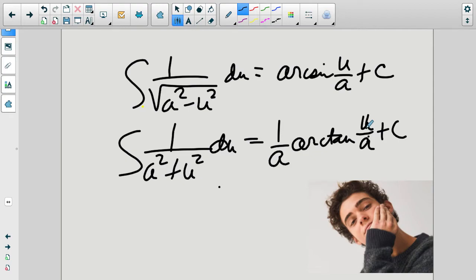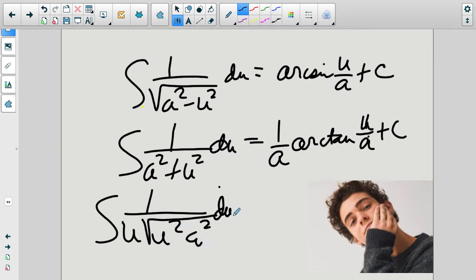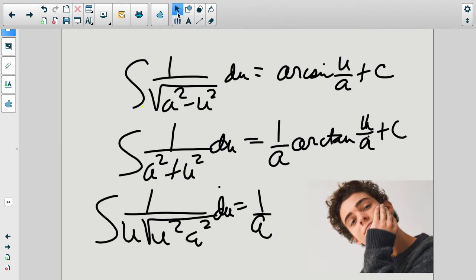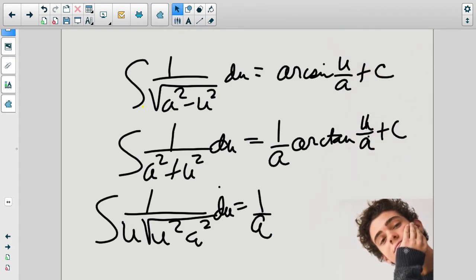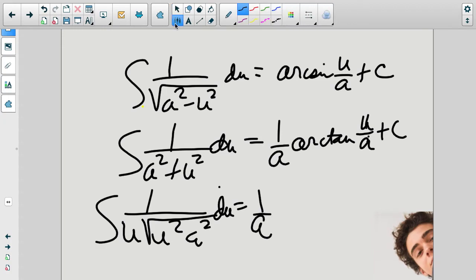And then we have secant: 1 over the absolute value of u, square root of, I'm sorry, u squared minus a squared du. It's 1 over a arc secant of u over a plus c.